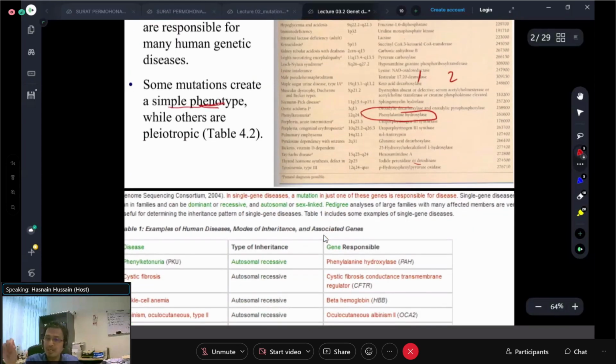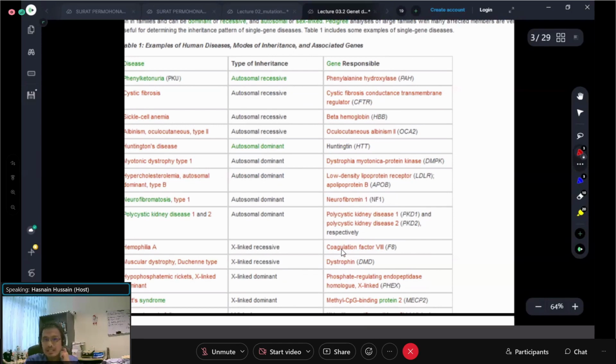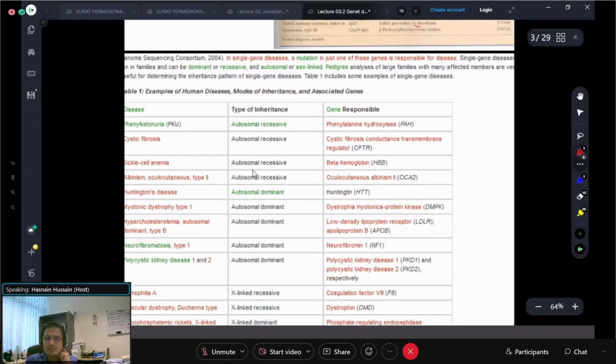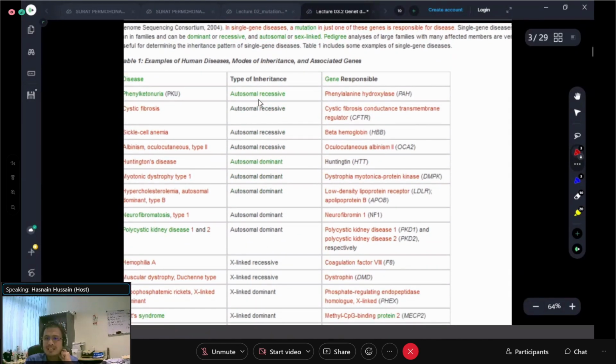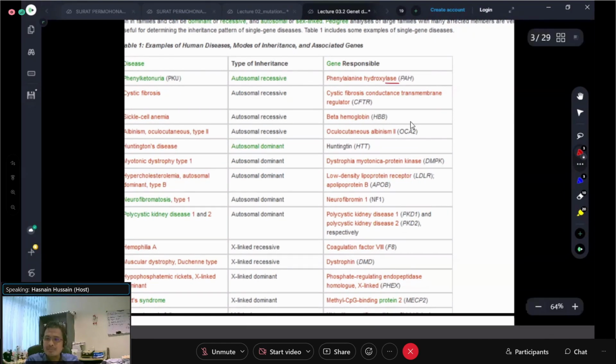Okay, so you cannot pinpoint a specific disorder characteristic based on the changes, right? And then this one is another example, similar to this. Another table: examples of human diseases, mode of inheritance, and associated genes. So associated genes are usually related to the enzyme, or sometimes related to protein. So this one is protein. This one is the enzyme. This one is the protein. Most of them are protein. This one is the enzyme. Then this one is a protein.